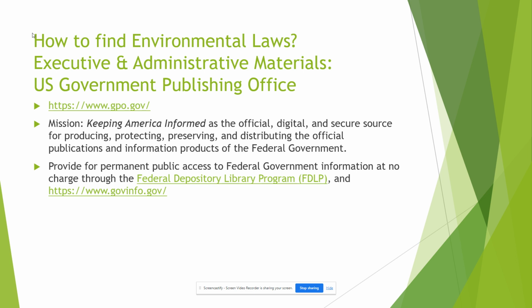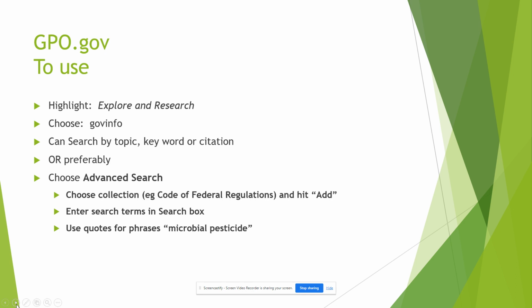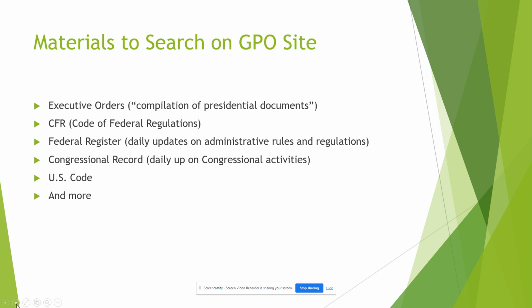Things that you can search on the GPO website are: executive orders, which for some reason goes under compilation of presidential documents; the Code of Federal Regulations, so that's anything that any federal agency puts out as a law; the Federal Register, which is daily updates on administrative rules and regulations; the Congressional Record, that's daily updates on Congress's activities; US Code, more things like that.